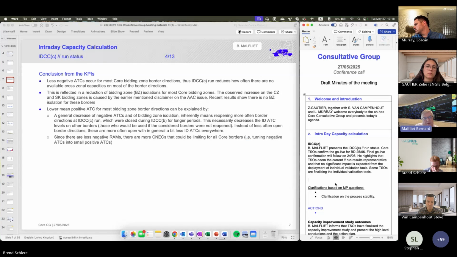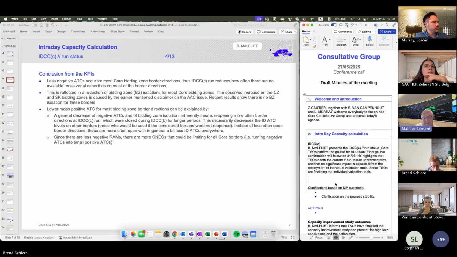Some other borders will see a slight reduction of the capacity, which is mainly due to the fact that you give more capacity on more borders. So you have to spread the capacity which is available. So the usage of the lines is spread over more borders, which means that each border gets a little bit less of the cake, which is to be divided. So the cake is divided over more, so each one gets a little bit less.